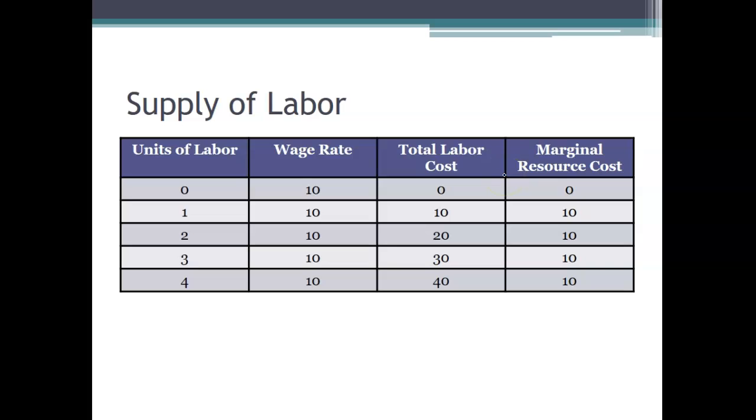So the marginal resource cost, or the marginal factor cost, or the marginal labor cost, they're all the same, is going to be 10 minus 0 divided by 1, which is 10. 20 minus 10 divided by 2 minus 1 is 10. So just like before, we see our wage rate and our marginal resource cost, they're identical for perfect labor markets.